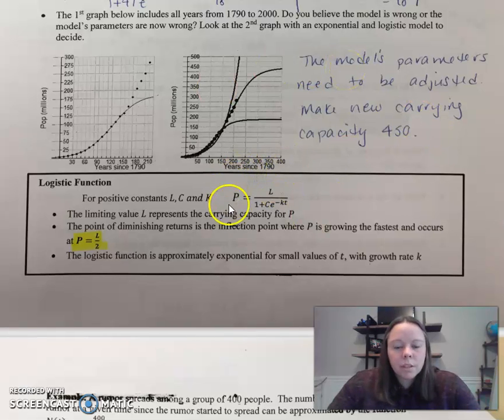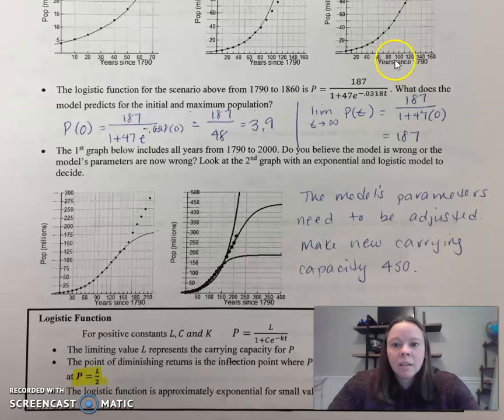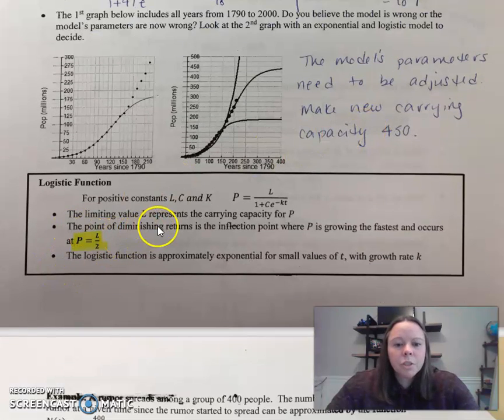So this is a logistic function, L being in the numerator, that's your carrying capacity. Notice when we went off to infinity, we ended up getting 187 was what we're going to level off at, and that's the numerator. The point of diminishing returns is the inflection point where P is growing the fastest and occurs at P equals L over 2. So if you take the numerator and divide it by 2, that gives us the P value. Now be careful. A lot of times they'll ask, when is it growing the fastest? You'll then have to set your equation equal to that value and then work backwards and solve for t. That'll take a little algebra skills.